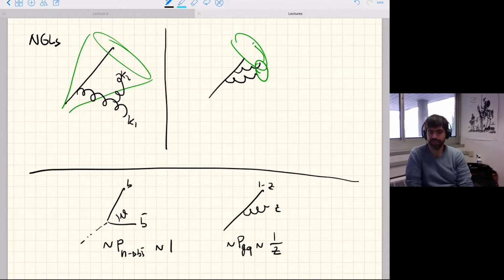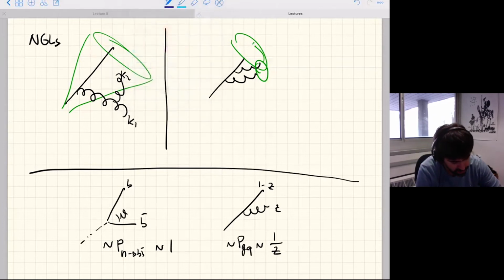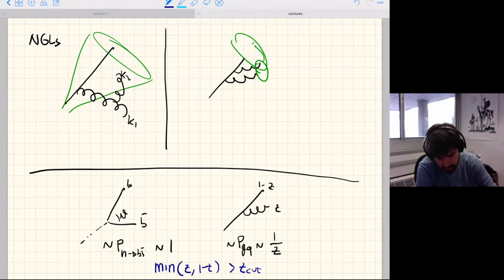Background jet will tend to have something hard together with something soft. And so if you're able to bring back your jet to something which resembles this platonic configuration, then you can do tagging. What does it mean? You can impose a cut on your jet. So for instance, you can ask that the minimum between z and 1 minus z should be bigger than some threshold z cut. And in this way, you reject the background and you keep the signal.